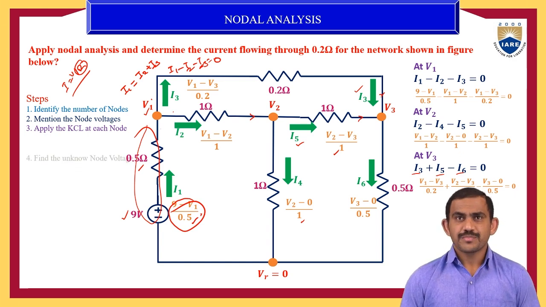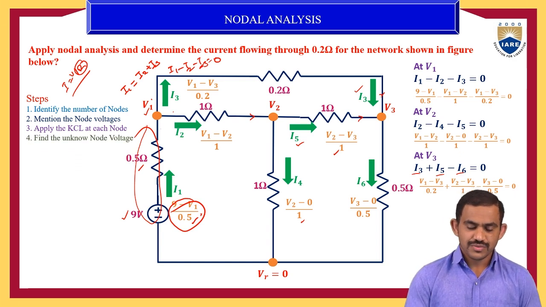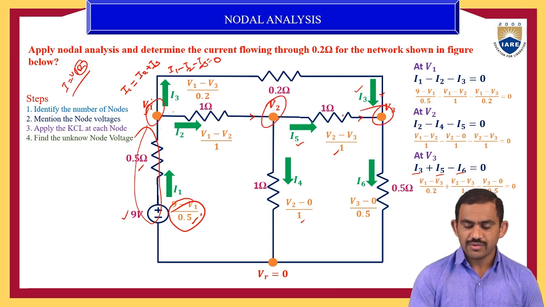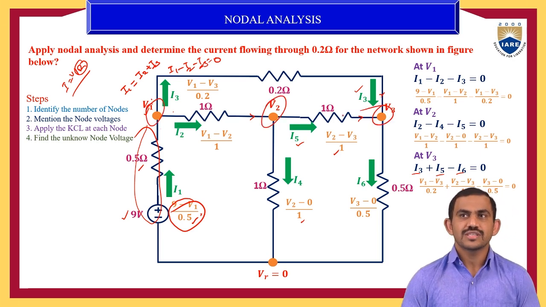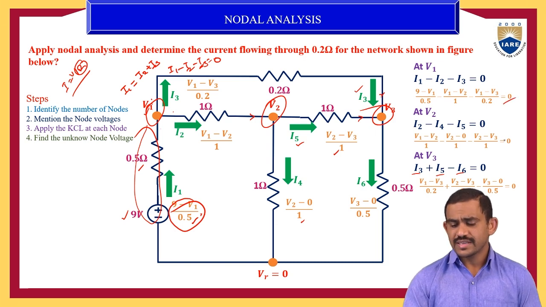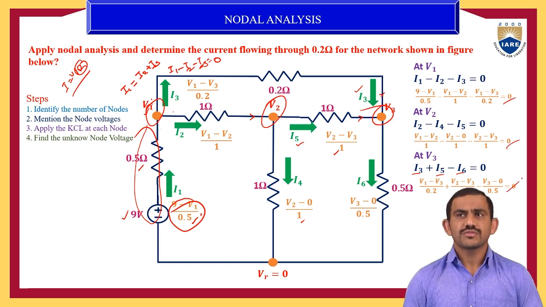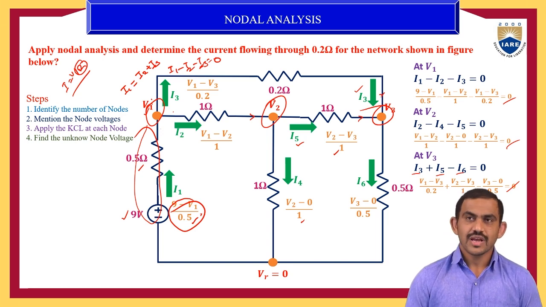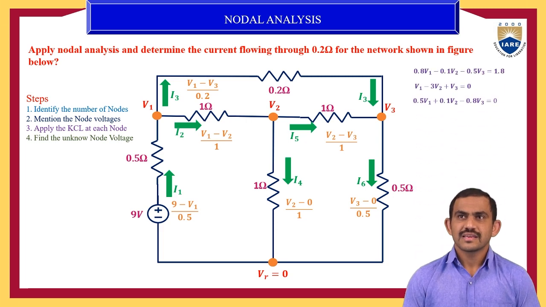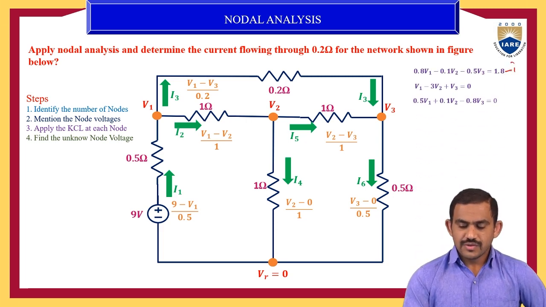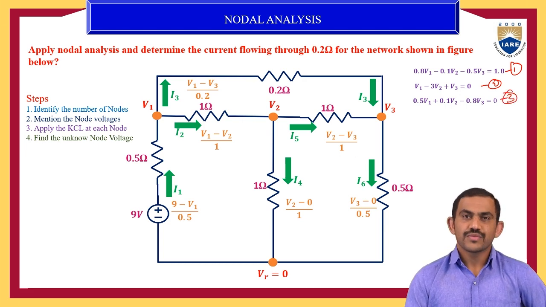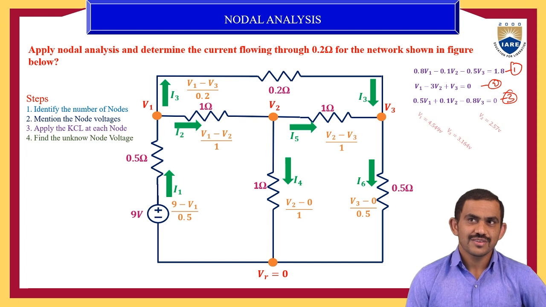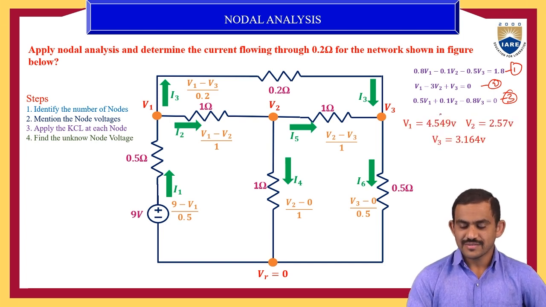Now, the fourth step is we need to find the node voltages. That means the V1, V2, V3 voltages. We need to find out V1, V2, V3. So how many equations do we have? 1, 2, 3 equations. If we solve these 3 equations, we will get the V1, V2, V3 values. Just solve equation number 1, equation number 2, equation number 3 at each node. From these equations, we will get the V1 value, V2 value as well as the V3 value. So we get 3 values using 3 equations.